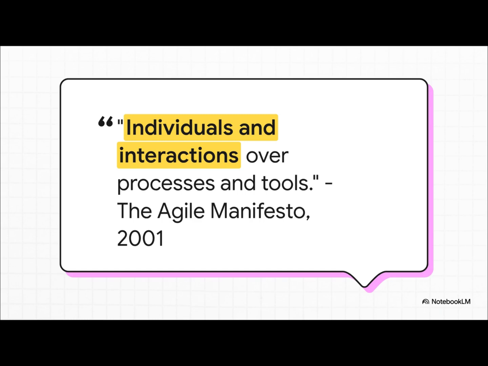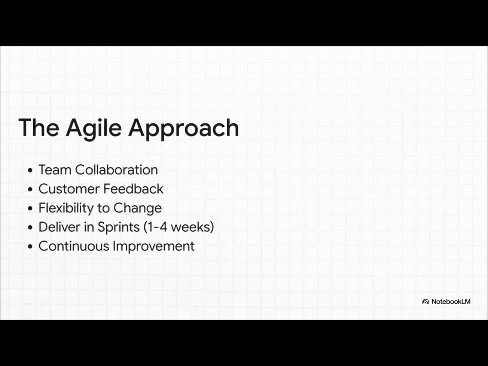This one line is the key: individuals and interactions over processes and tools. Agile decided to put people, collaboration, and flexibility first. In practice, Agile is all about intense teamwork, constant customer feedback, and the ability to change direction quickly. Instead of one huge delivery at the very end, teams deliver working software in these small, rapid cycles called sprints, usually 1 to 4 weeks long, learning and improving with each and every one.